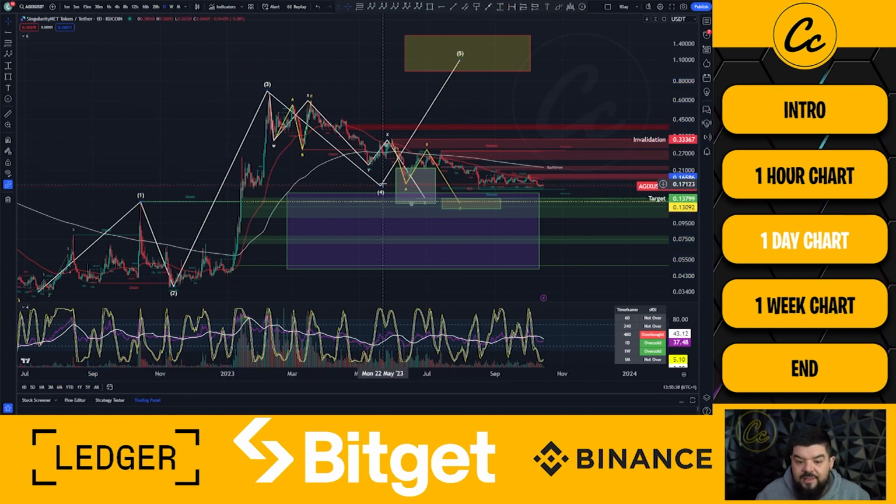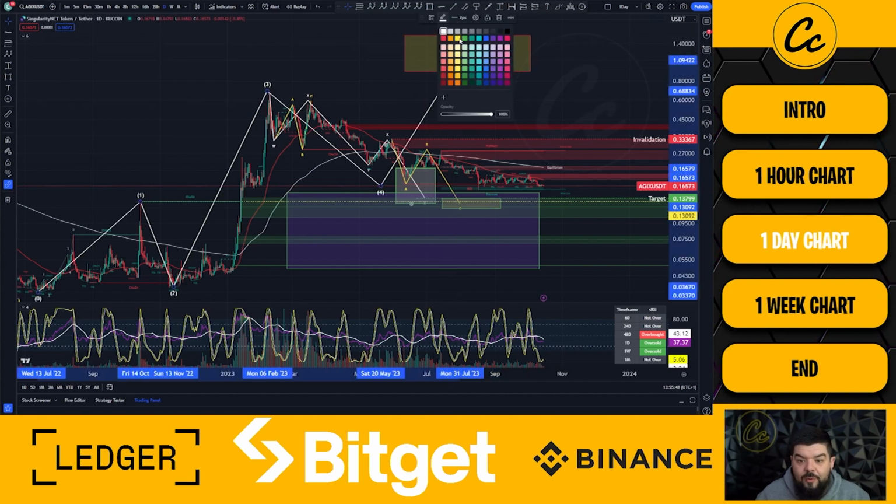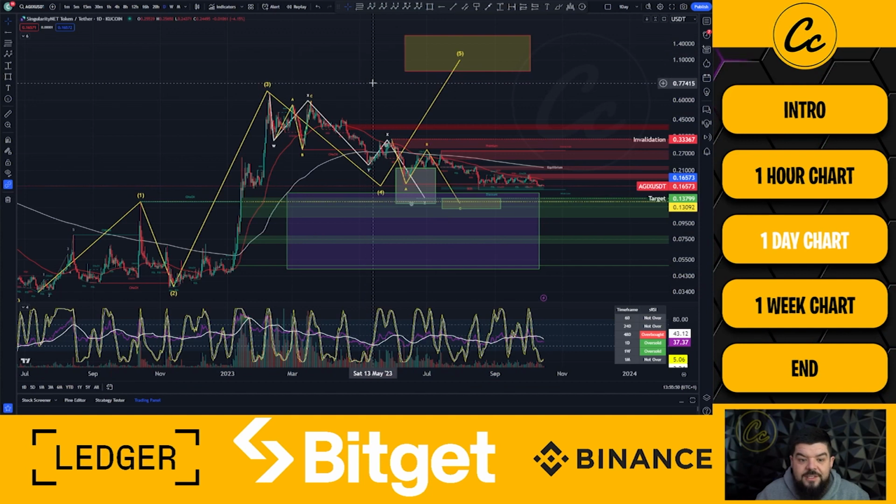I do think that this is not the move in play. We are not going to see this push up to 92 cent to $1.58, but we have to acknowledge it as a possibility that this may still happen, however unlikely it does seem.